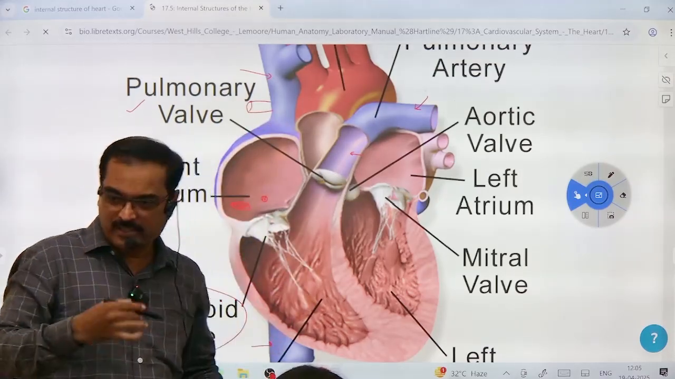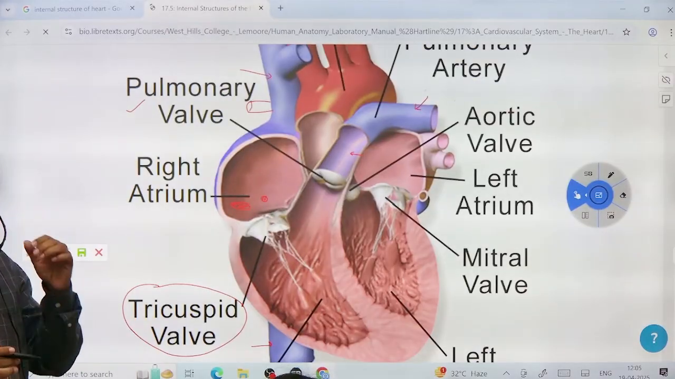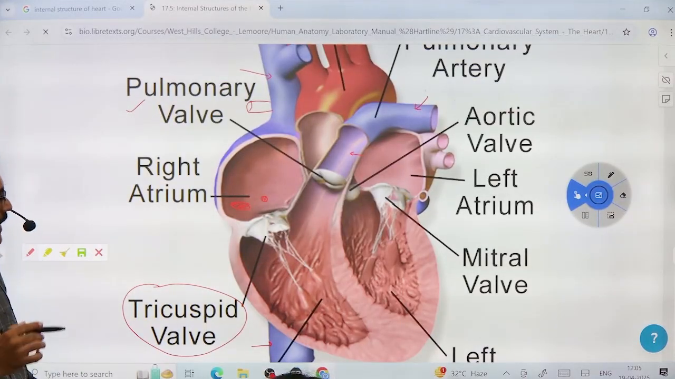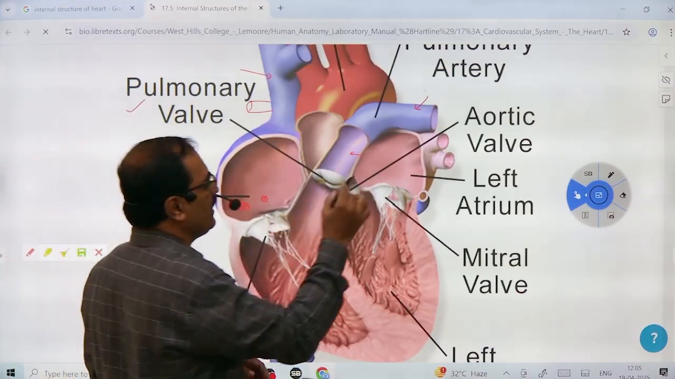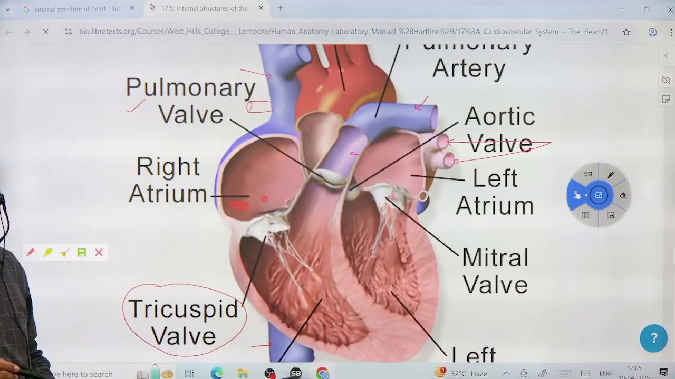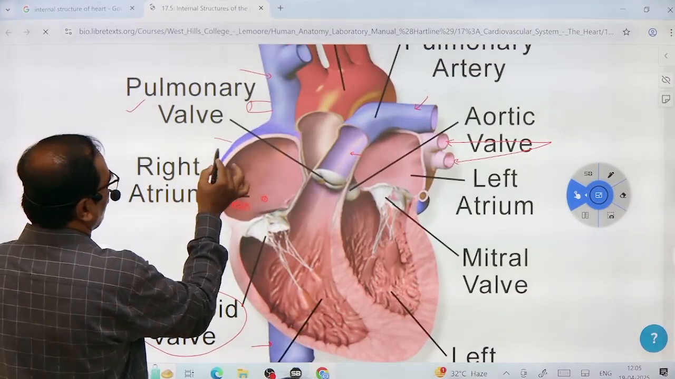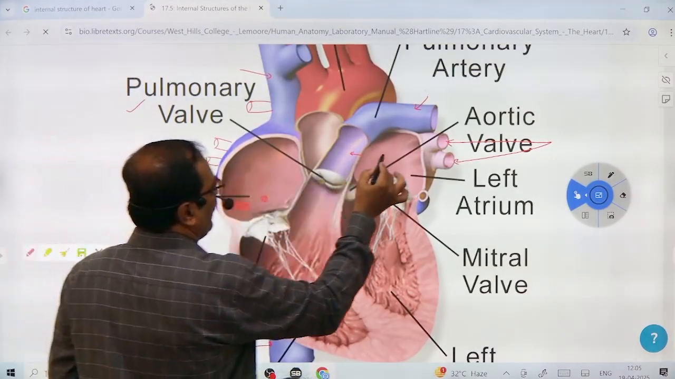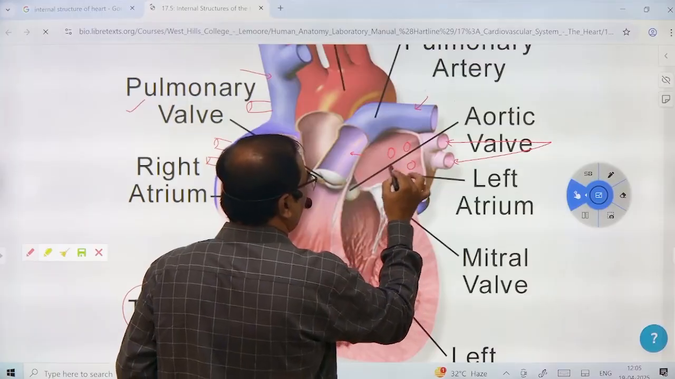What is the function of these pulmonary arteries? They carry blood towards the lungs. And what happens in the lungs? Blood becomes oxygenated. That oxygenated blood is collected by what is this? Pulmonary veins. How many pulmonary veins? Four. And finally they open in the left atrium.